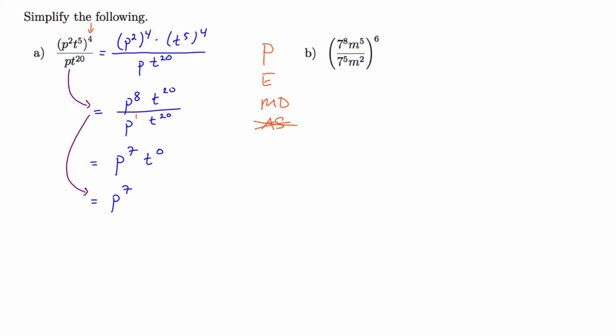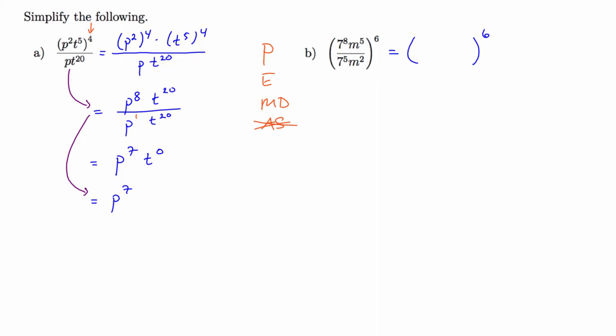In part B, we have the quantity 7 to the 8th m to the 5th, all divided by 7 to the 5th m squared, and all of that is in parentheses raised to the 6th power. The more you work with the exponent rules, the more you'll realize there are various ways that you can approach the same problem. But as you are just beginning these rules, it is important to keep to order of operations. Now the order of operations here says p for parentheses. I need to try to simplify what's inside the parentheses before I deal with anything outside of it.